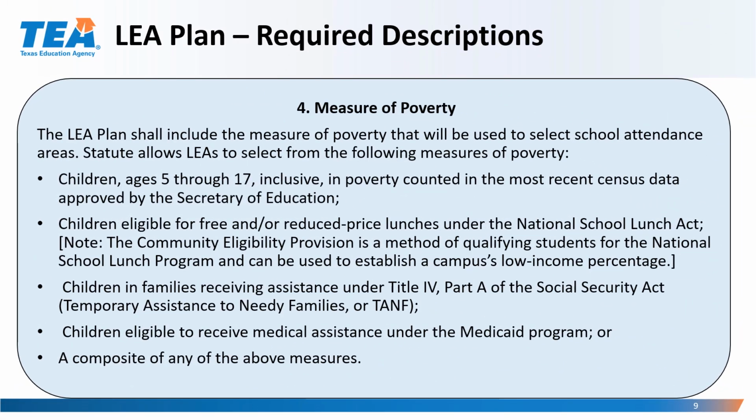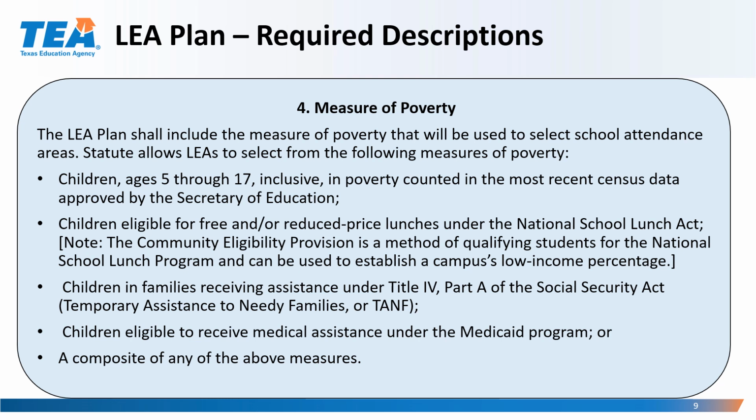The LEA plan must also include the measure of poverty the LEA will use to identify campuses as eligible for Title I Part A programs. Statute allows LEAs to select from the following measures of poverty: children ages 5 through 17 inclusive, in poverty counted in the most recent census data approved by the Secretary of Education, children eligible for free or reduced price lunches under the National School Lunch Act, children and families receiving assistance under the Title IV Part A of the Social Security Act, children eligible to receive medical assistance under the Medicaid program, or a composite of any of the above measures.